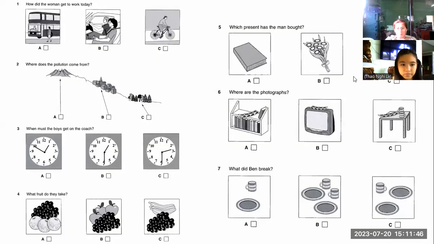Bananas. Let's take those. Oh, the oranges have all gone. What about taking some grapes or apples as well? Okay, let's take the grapes. That'll be enough.